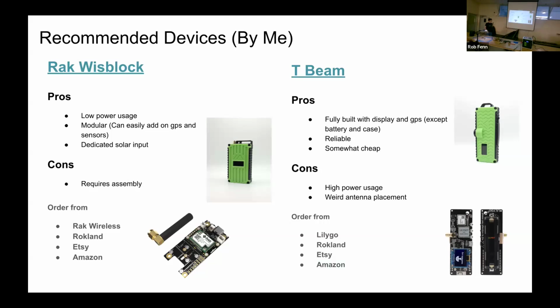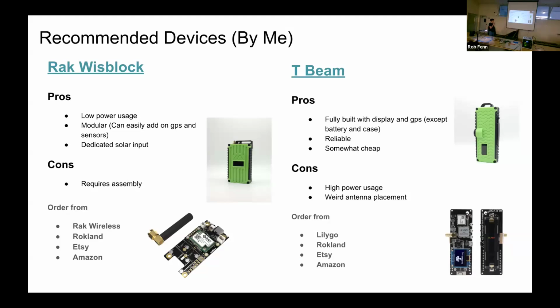All right, T-Beam. This is something I would recommend as a first or second buy. It's a lot less work to assemble. They're fully built with the GPS. If you're looking for something outdoors, I would get this because it has a GPS already on it, and it has a battery holder. An 18650 will just fit in there. It's reliable because these are one of the most popular devices, so there are fewer bugs because it's more tested.